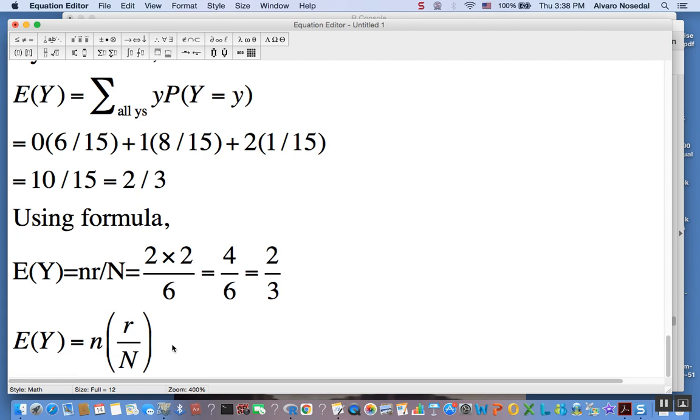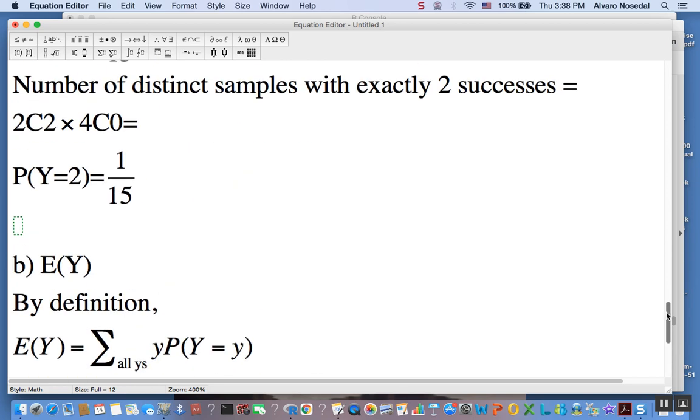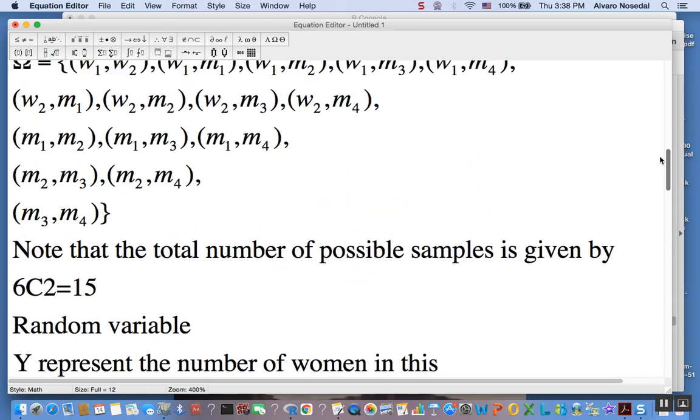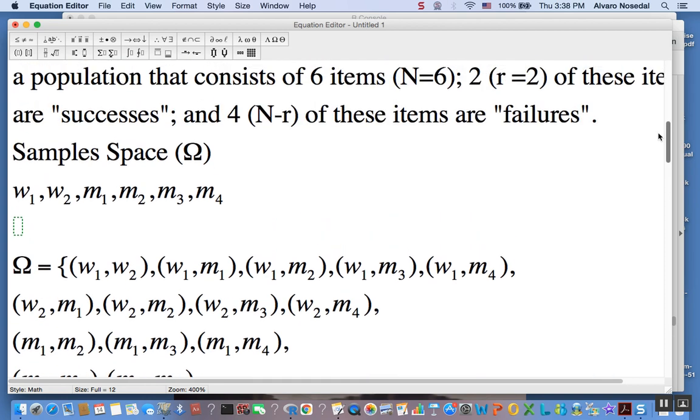Now something that is important, something that is different from the binomial distribution, is that the probability of success for a hypergeometric distribution doesn't remain constant. Make sense? Think about it. For instance, we're drawing 2 people from this population of 6, right?